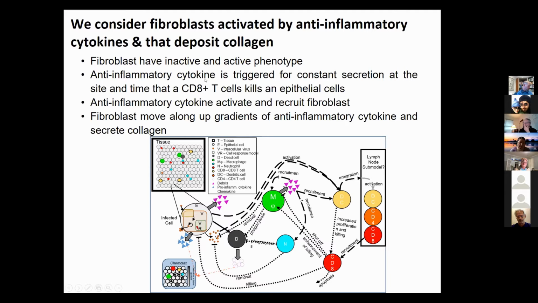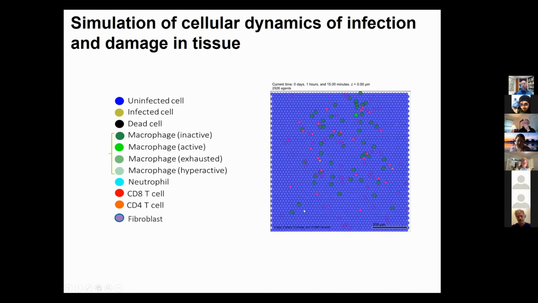I've already talked about how this anti-inflammatory cytokine is triggered, and right now we have a very simple rule: when that happens, that location becomes a constant source of a secreted, more generic anti-inflammatory molecule. We're basically considering it a TGF-beta response, and that is what the resident and recruited fibroblasts are going to home towards. So fibroblasts are going to move up the gradient of this anti-inflammatory cytokine and start to secrete collagen along that pathway. This is just a representative simulation of our agent-based model.